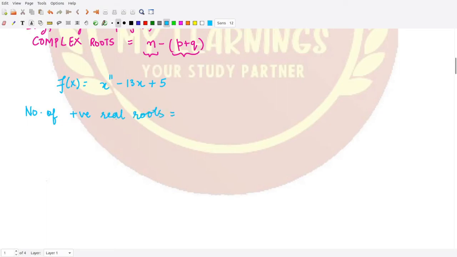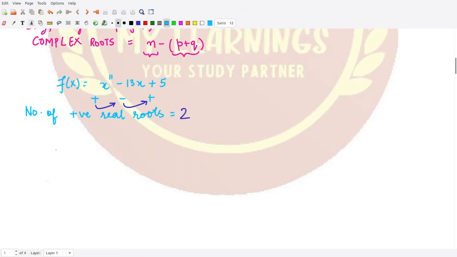So here the number of positive real roots would be, you see we have a plus sign here, a minus sign here, and a plus sign over here. That means we have a change in sign in moving from the first term, and moreover we have a change in sign here. So the total changes in sign are 2, and therefore we have 2 as the number of positive real roots.